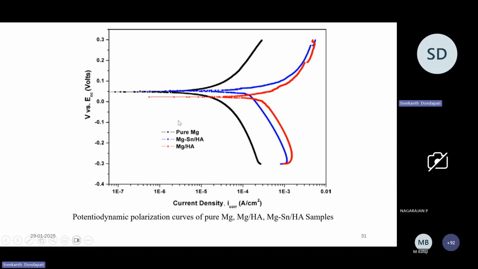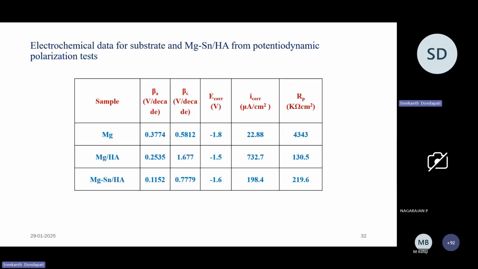But yeah, it is understandable, because the moment you make composites, the corrosion resistance will definitely decrease. So that's the thing. It's not alloying. Alloying will always improve the corrosion resistance, but the composites with the ceramic particles will definitely reduce the corrosion resistance.